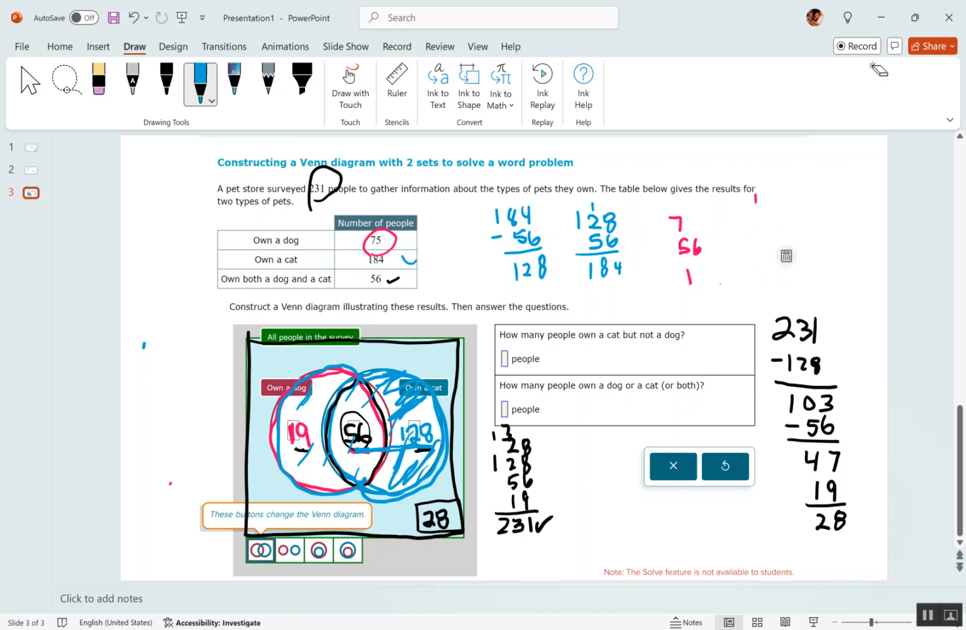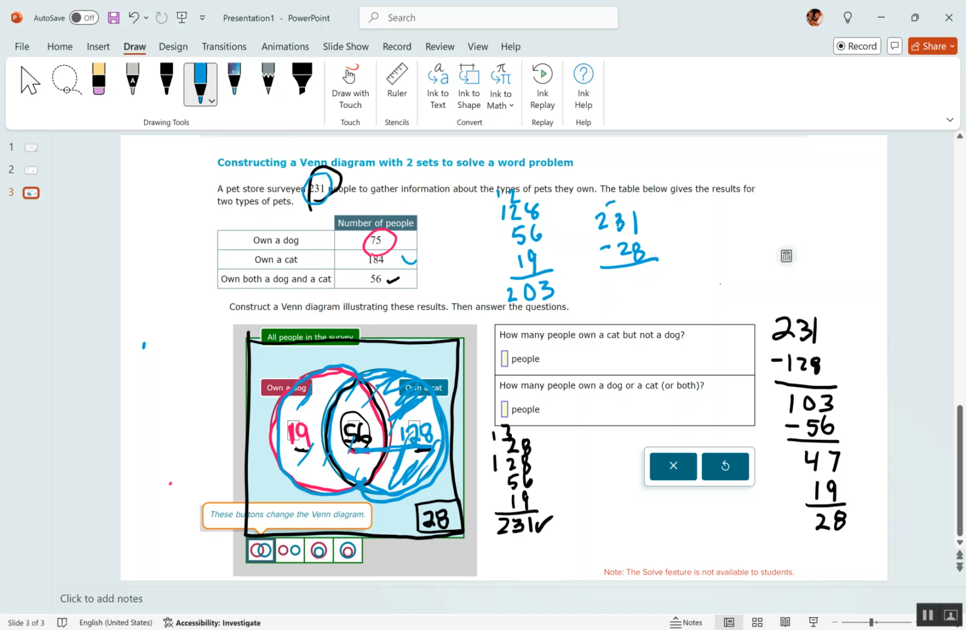Let me erase some of this. One way to do it is to take my 128 plus 56 plus 19, add that together. 8 plus 6 is 14, plus 9, 14 plus 10 is 24, minus 1 would be 23, 2, 4 plus 5 is 9, plus 1 more is 10, carry the 1, so that would be 203. Another way to do it is I could take my total of 231 and subtract the 28.